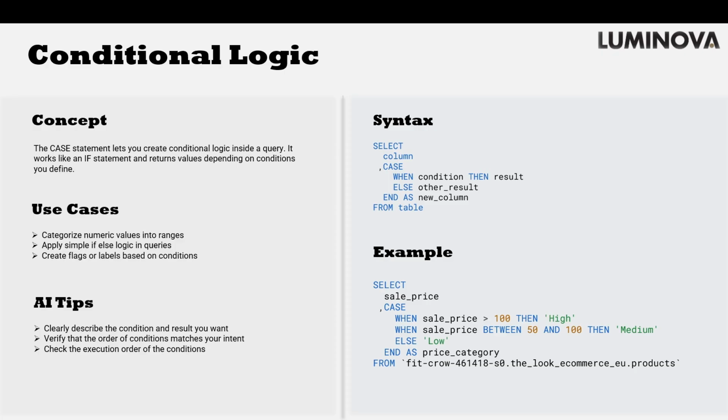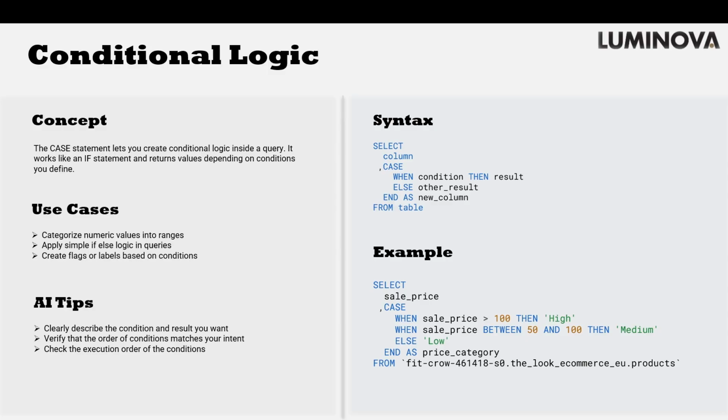The syntax is straightforward. You start with case, then add when, followed by a condition, and then followed by the result you want to return. You can have multiple when clauses in one case, and finally you close it with else for all rows that did not match any condition, and end to finish the block.